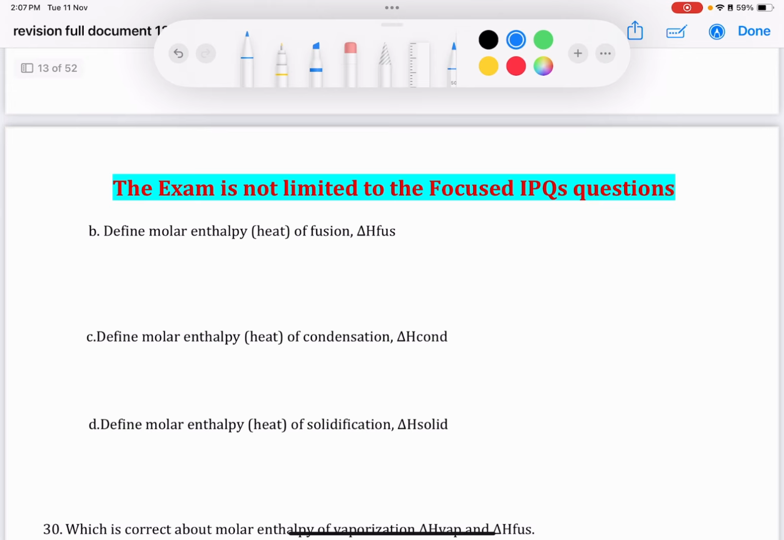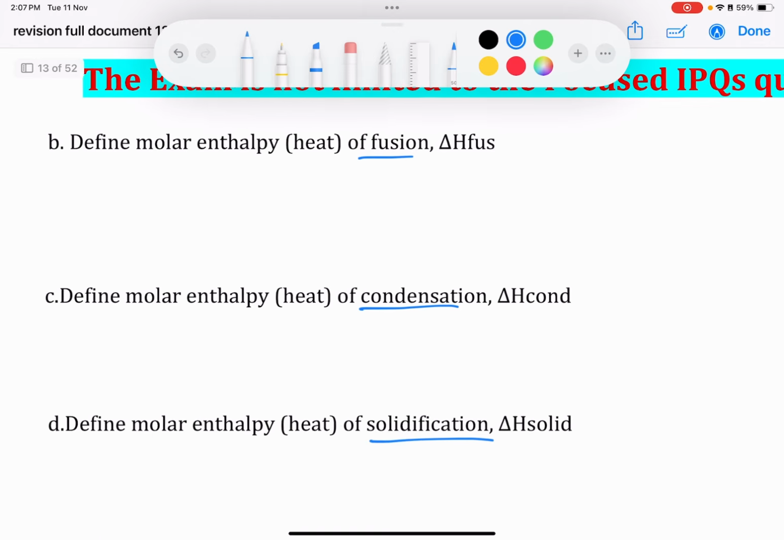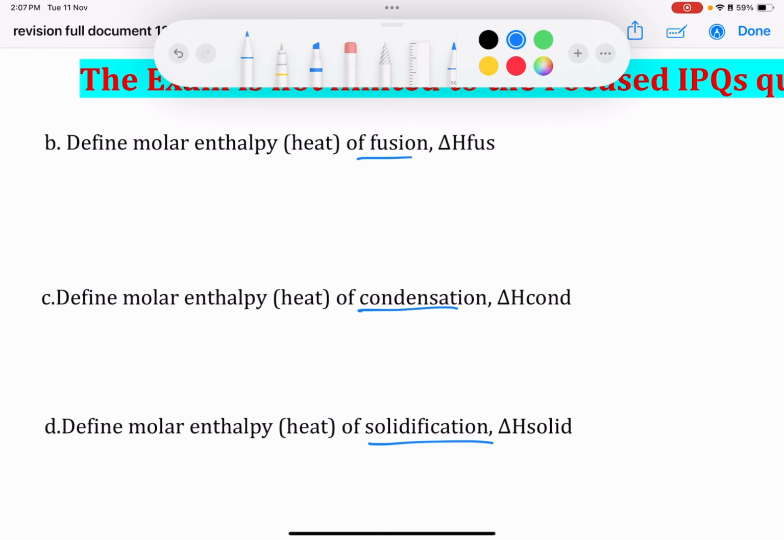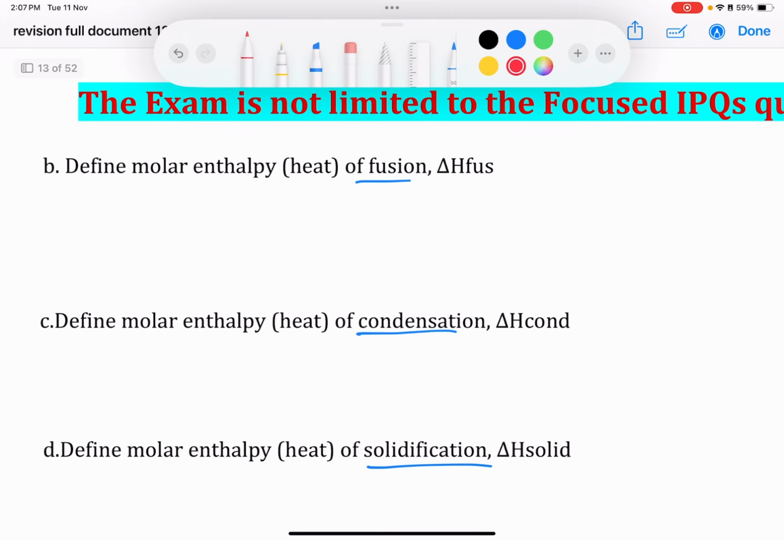Now again, define the molar enthalpy of fusion, after it of condensation, after it of solidification. You need to know all of these. So I'm gonna write the same definition and I'll tell you what I change. Before doing that, let's see, what is fusion? Fusion is when a solid changes to liquid, it's melting. Condensation, when a gas changes to liquid. Solidification, when a liquid changes to solid.